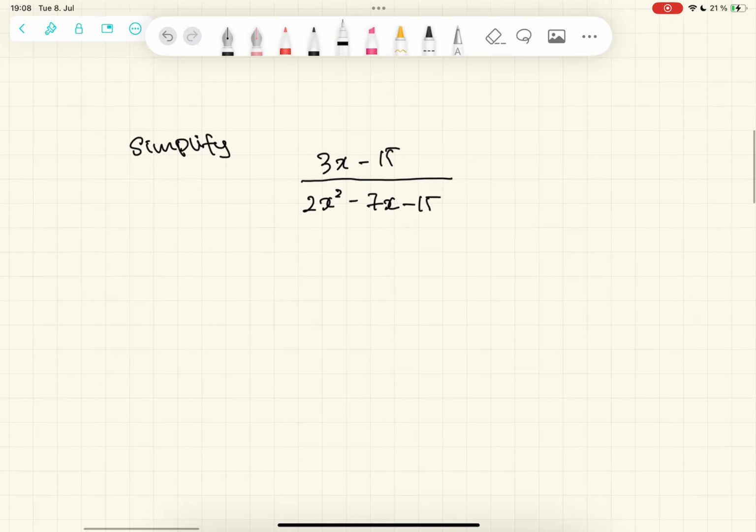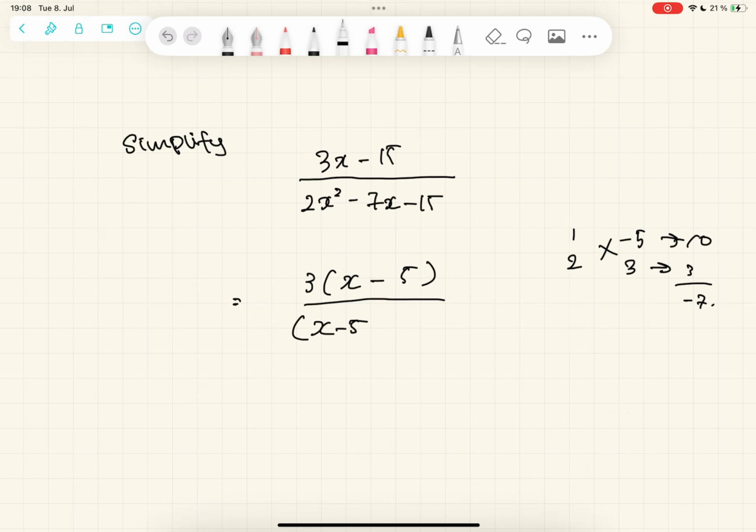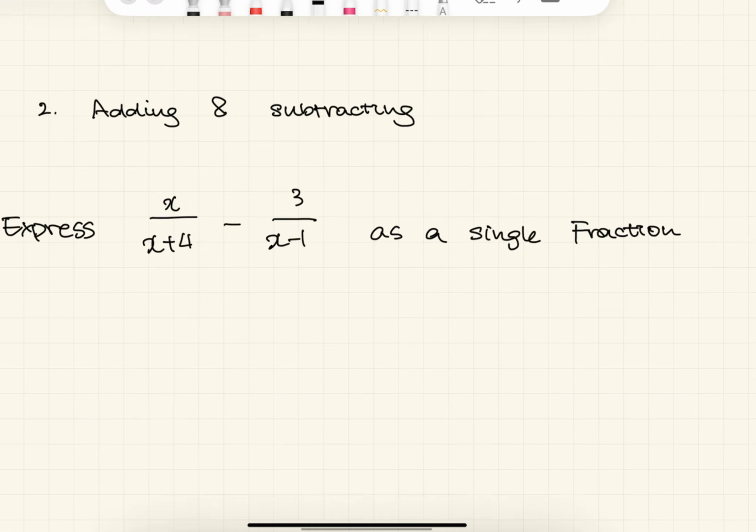Here, the first thing you would do is factorize the top, which is 3 brackets x minus 5. And the bottom, you would just solve as a normal quadratic, which would be x minus 5 and 2x plus 3. And because you can cancel the x minus 5's out, the answer would be 3 over 2x plus 3.